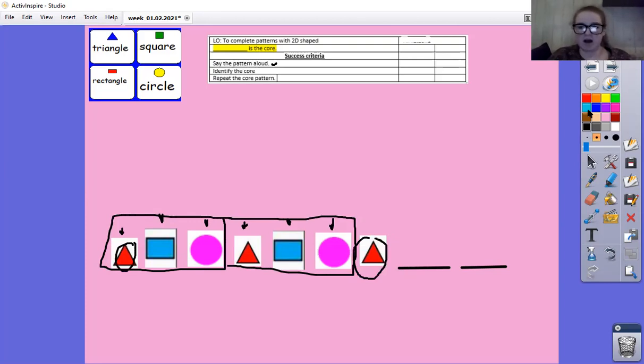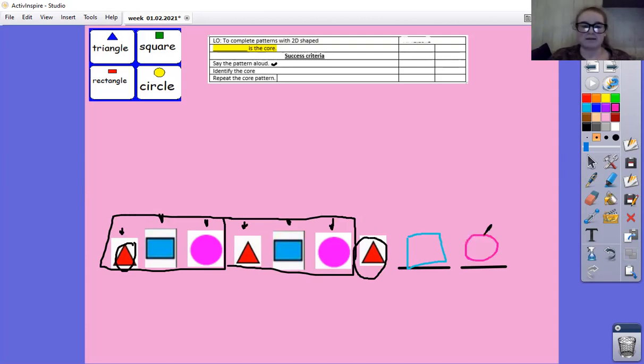What comes after my red triangle? It is a blue square. Blue square after red triangle. And then what comes after my blue square? So my blue square is here. What comes next? It is a pink circle.